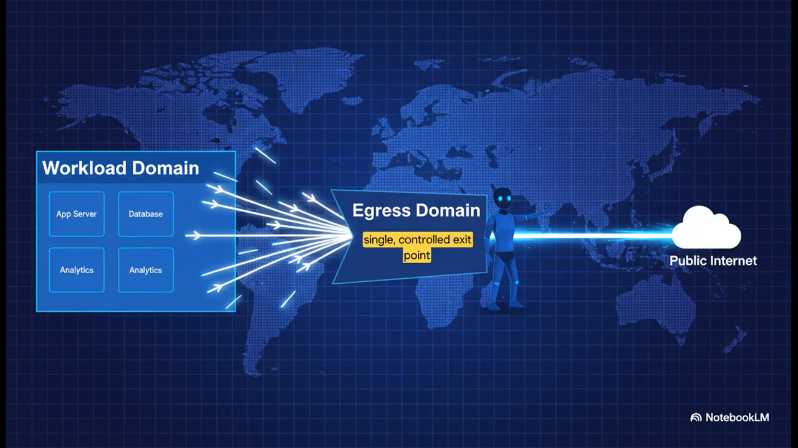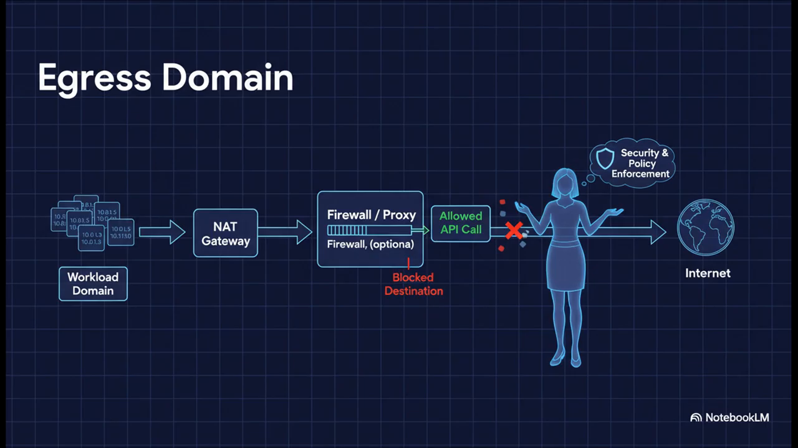But hang on, what happens when those applications need to talk out to the internet? For that, we have the Egress Domain. This is the single, controlled exit point for all of your outbound traffic. So whether your application needs to call a third-party API or download a software update, all of that traffic gets funneled through the Egress domain. This gives you one single choke point to apply consistent security policies, logging, and filtering. Using components like NAT gateways and egress-specific firewalls, it's all about control.